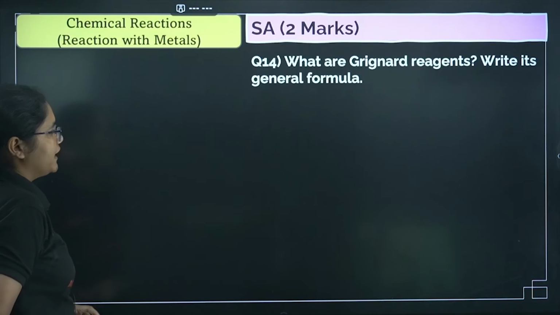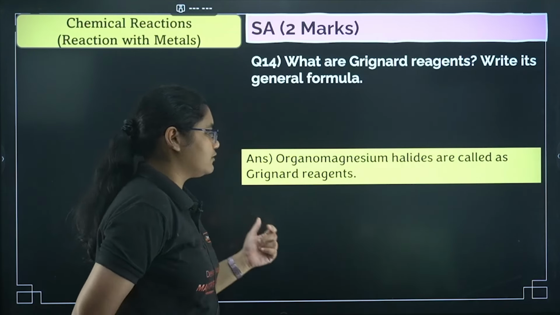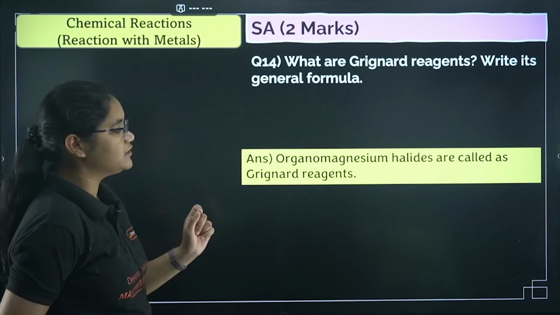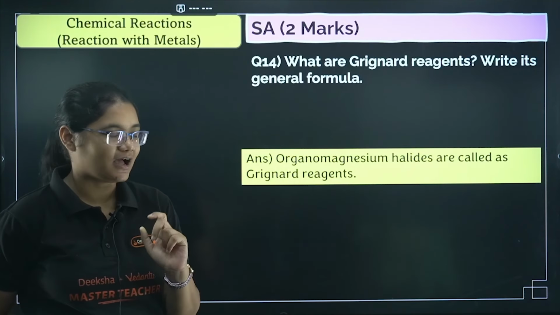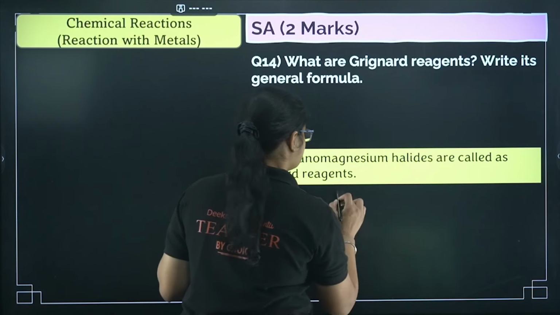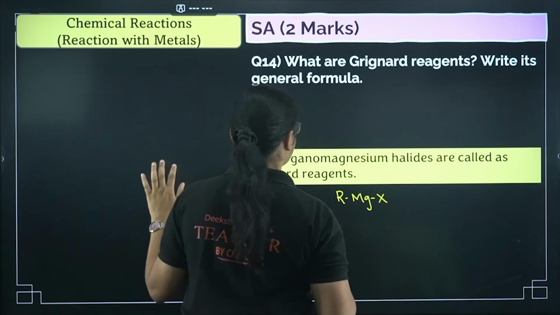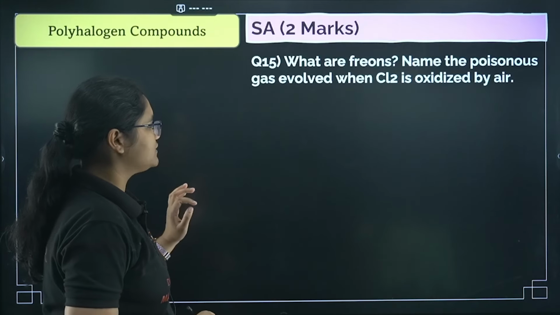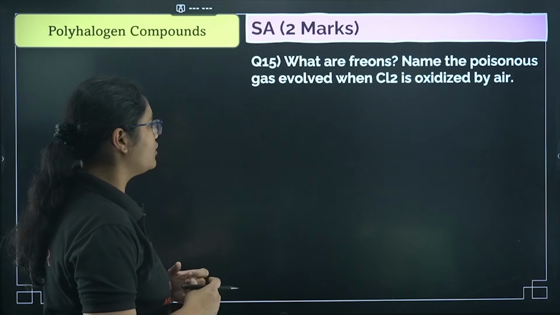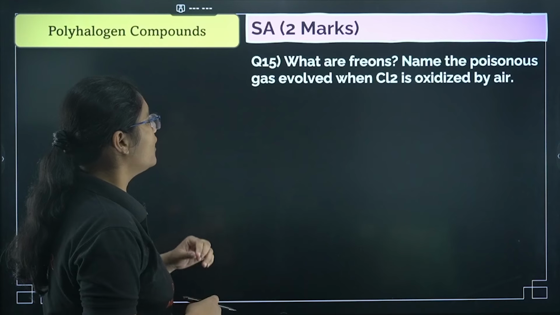Next, what is Grignard reagent, and write its general formula. So the organomagnesium halides RMgX are called Grignard reagents, and its general formula is RMgX. Next, what are freons, and name the poisonous gas involved when chloroform is oxidized by air.